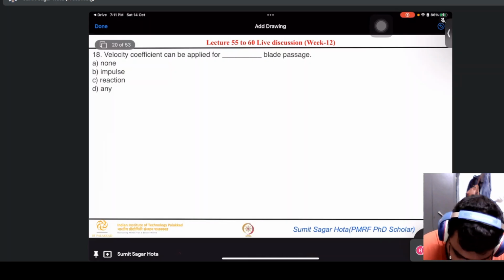Okay, so now the velocity coefficient can be applied for dash blade passage, flow passage any, blade passage also any.